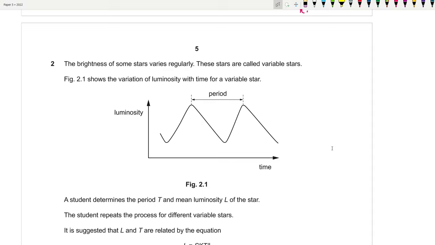It is suggested that L and T are related by the equation L is equal to SKT to the power A, where S is the luminosity of the sun and A and K are constants. So a graph is plotted of log L on the y-axis and log T on the x-axis.